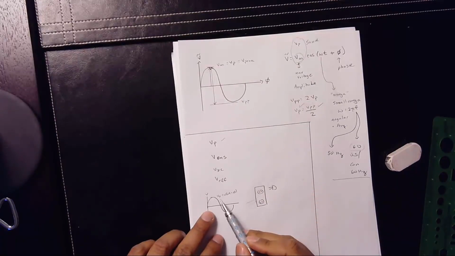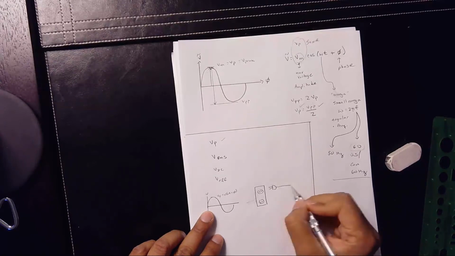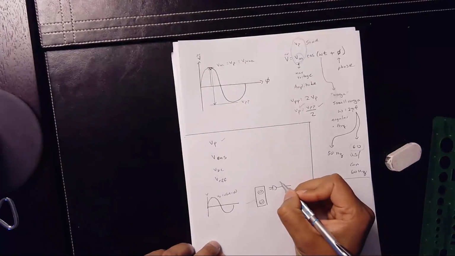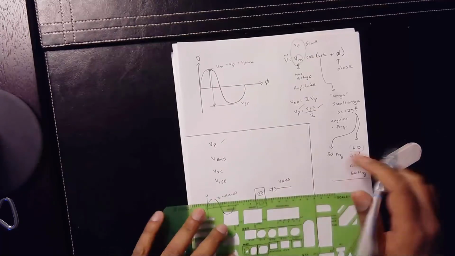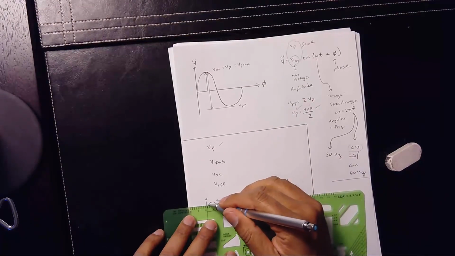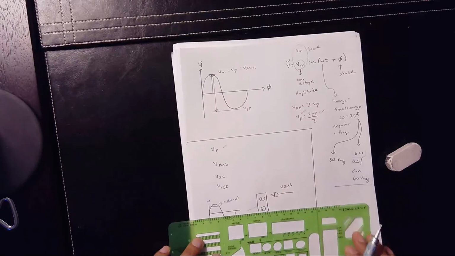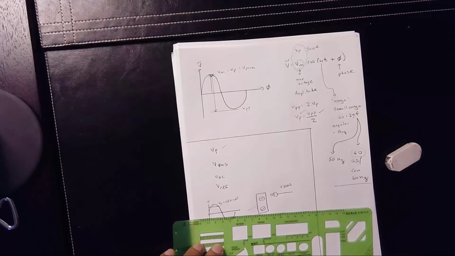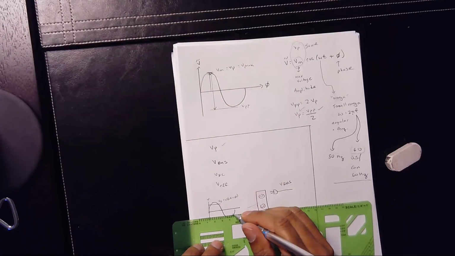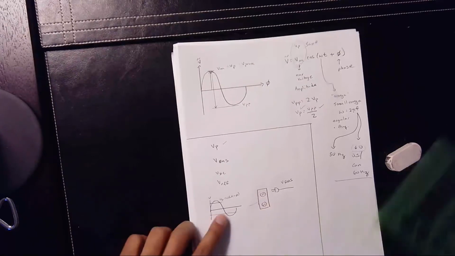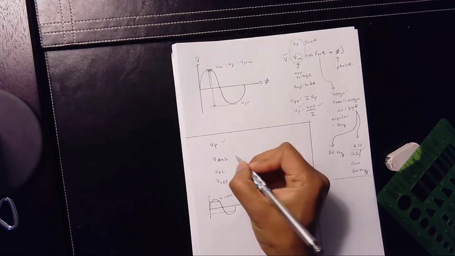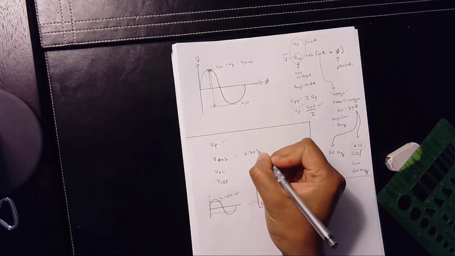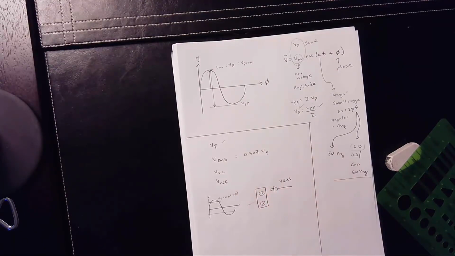Well, it's not really reading that. It's reading something called VRMS. What is VRMS? VRMS is the measurable voltage that you can read from a voltmeter. So when it says 110 volts, it doesn't mean our peak to peak is 110. It means our VRMS is 110. And our VRMS is determined as 0.707 V peak.